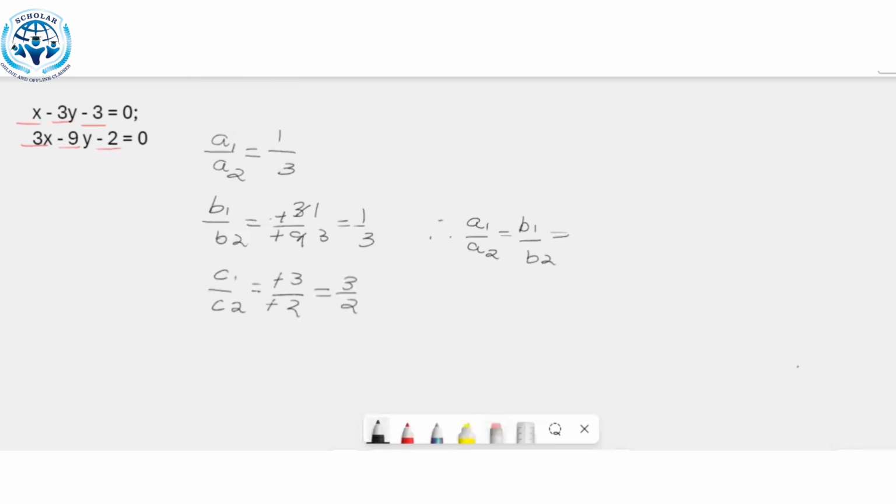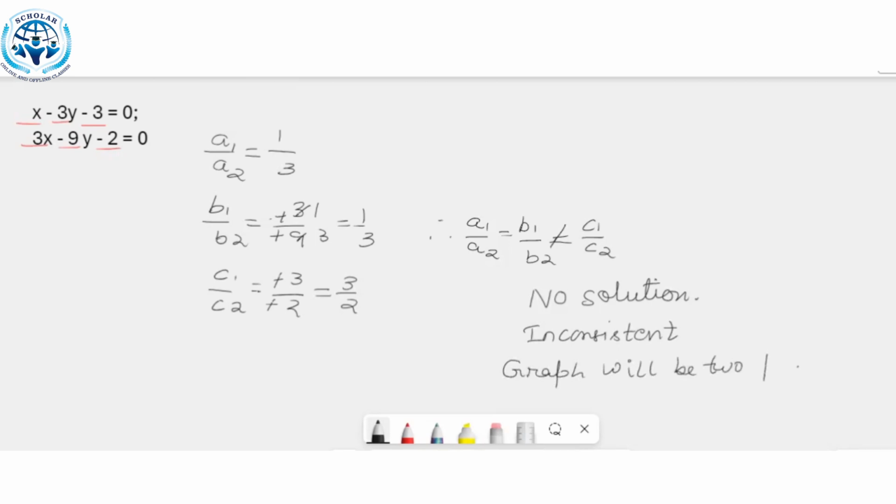So the inference will be that the pair of linear equations in two variables will be in the form of parallel lines and it will not have any solution. The lines will not meet anywhere. So the pair is inconsistent. Now you have understood?